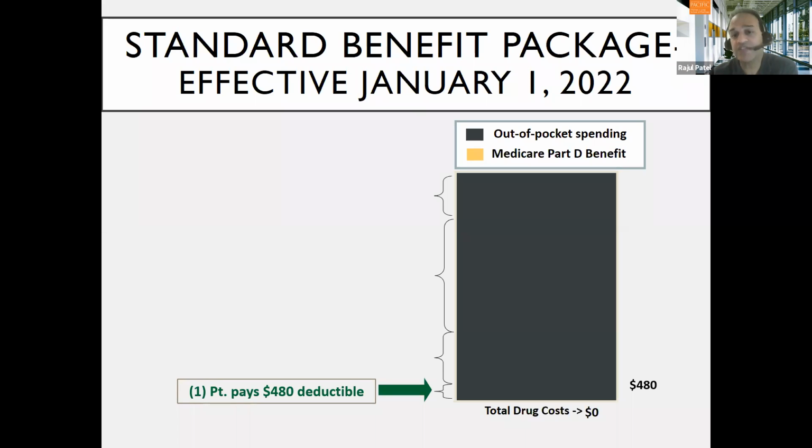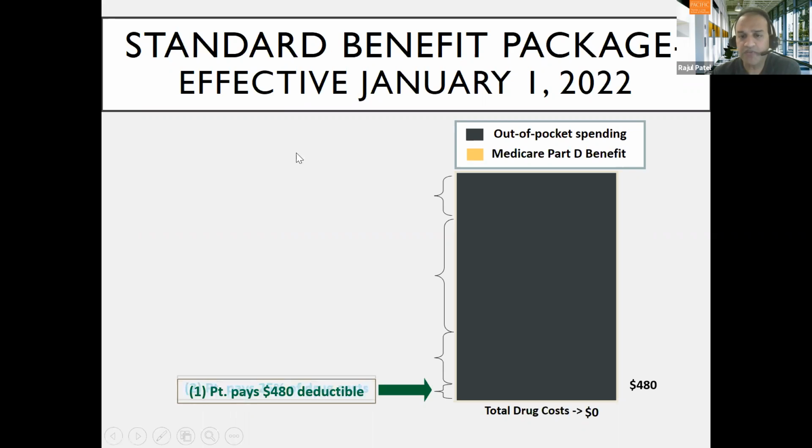So in 2022, the standard benefit is such that there's a $480 deductible. Now, notice there is no yellow, right? Because with the deductible, the patient is 100% responsible for the cost in that window. So any drug cost between $0 and $480 would be the patient's responsibility. This is the maximum allowable deductible, meaning nowhere in California, nowhere in the country would Medicare approve a drug plan in which the deductible exceeds $480 next year.